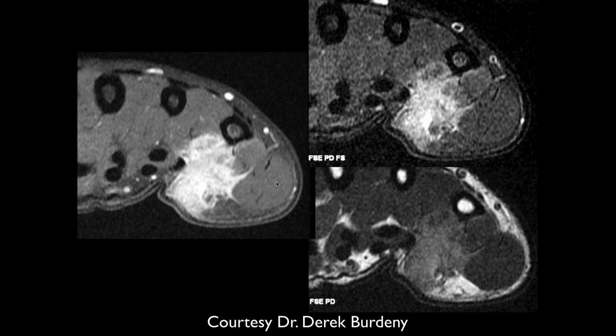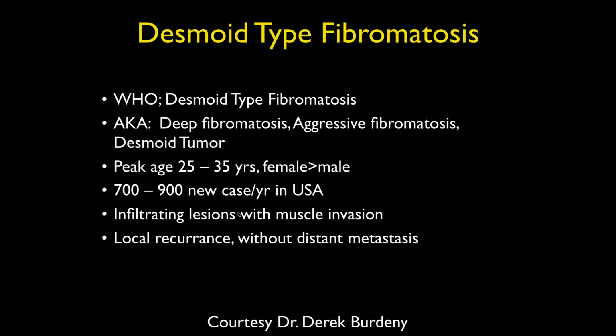And the image on the bottom says PD, FATSAT, and the top is, I'm not sure, is one of them like a post-contrast image? Let's see. This is a PD. This is a PD FATSAT. This is probably a T1 FATSAT post. Okay. So it looks like it actually enhances a lot. Again, maybe a solitary fibrous tumor or desmoid.